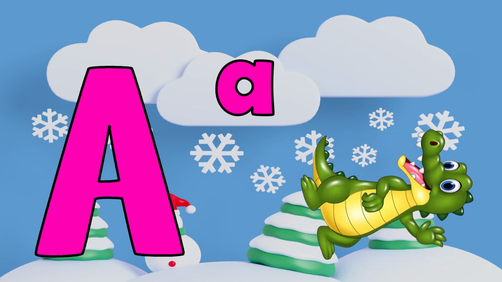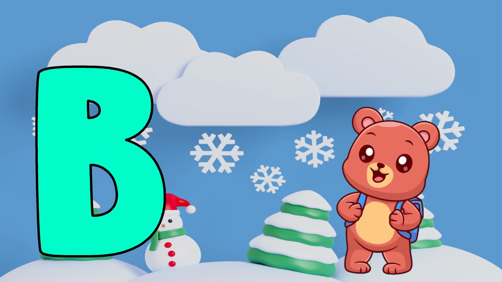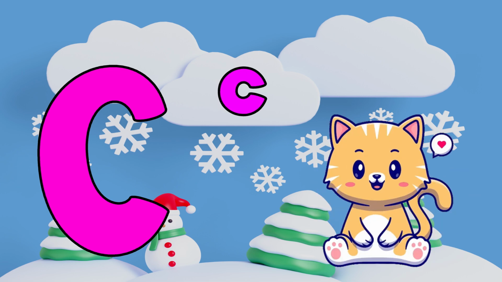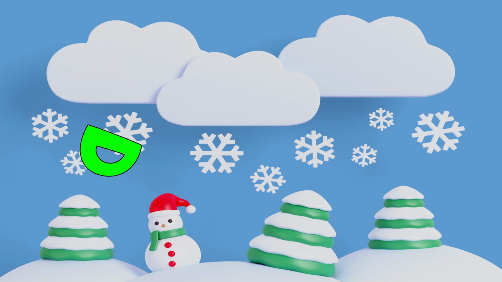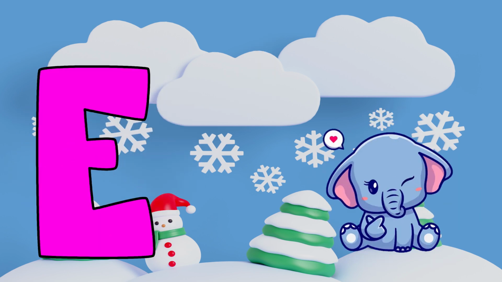A is for alligator, ah, ah, alligator. B is for bear, B, B, bear. C is for cat, C, C, cat. D is for duck, D, D, duck.